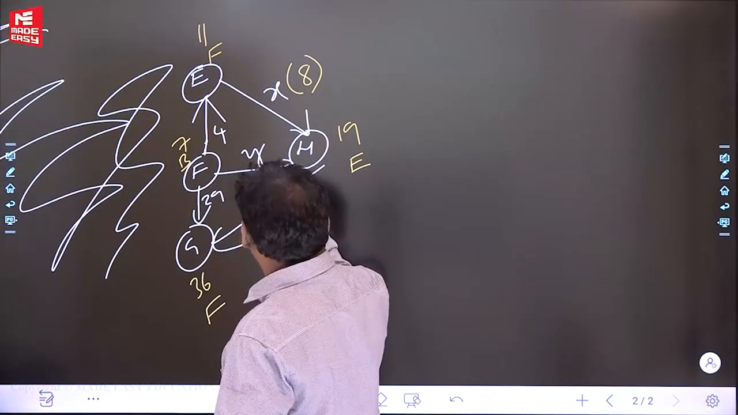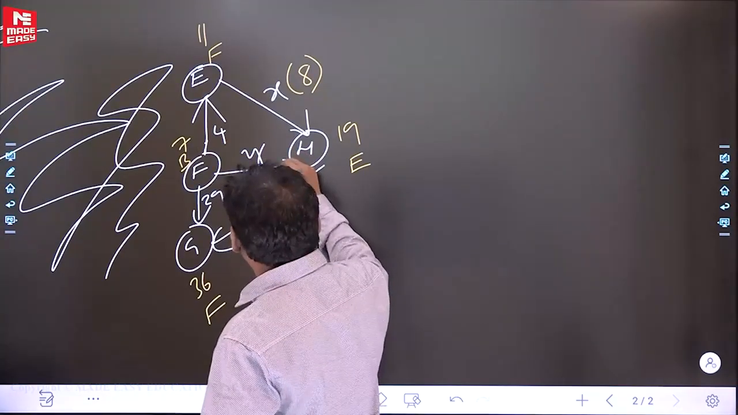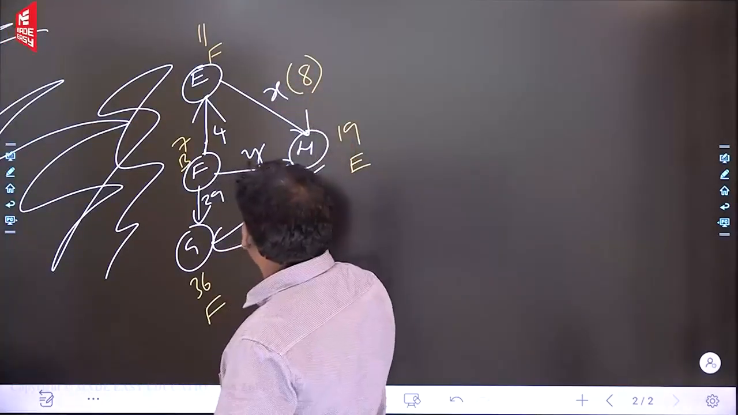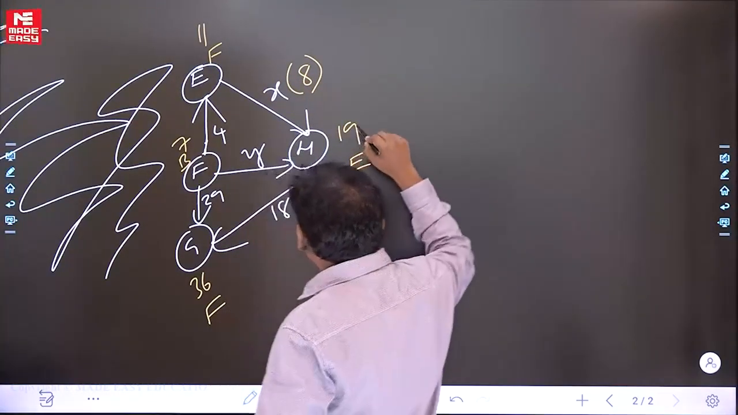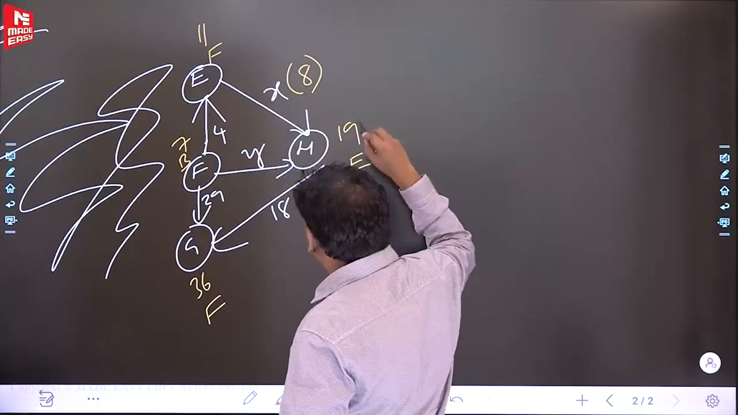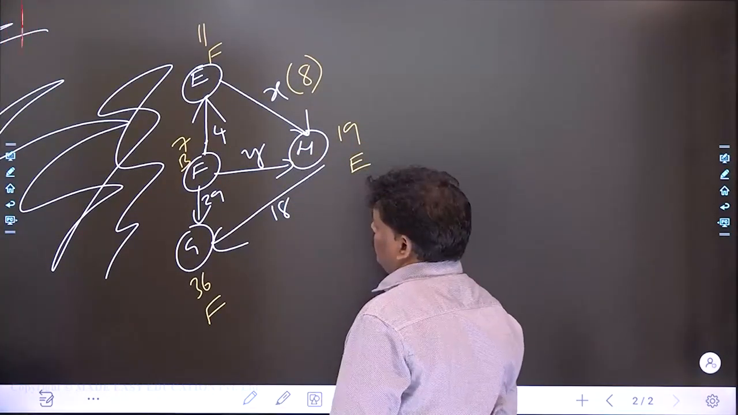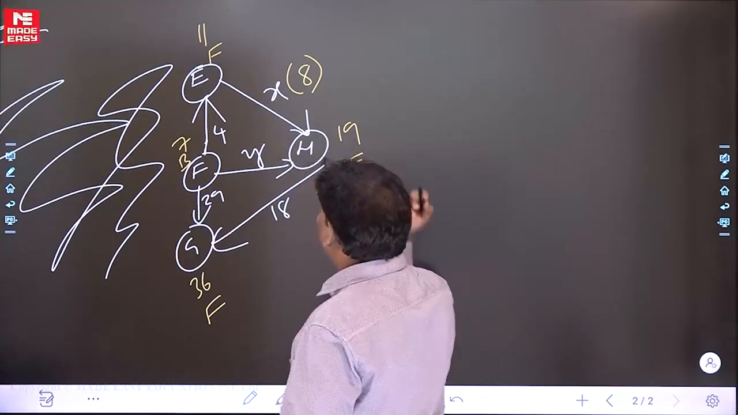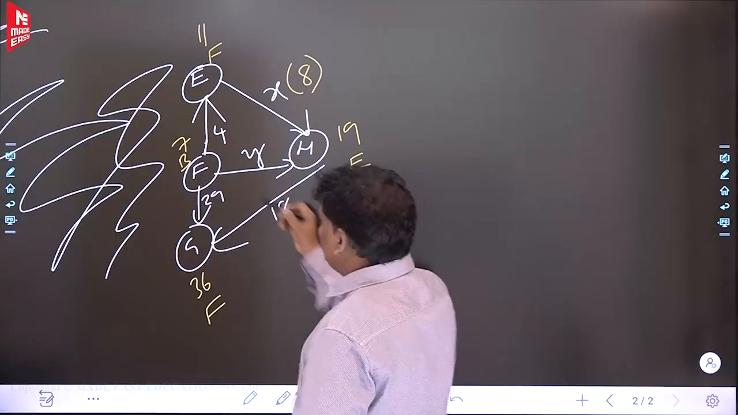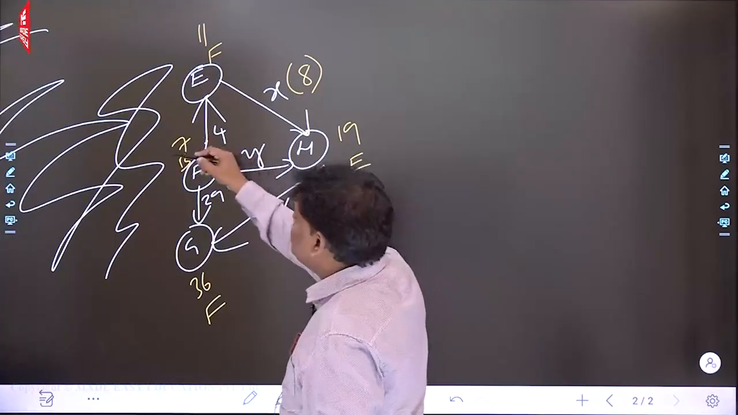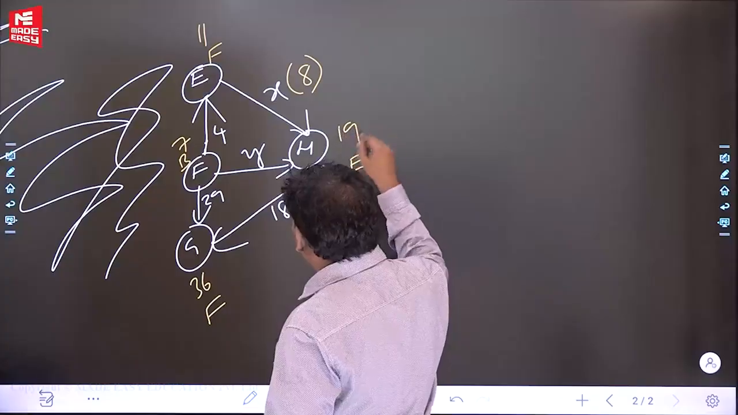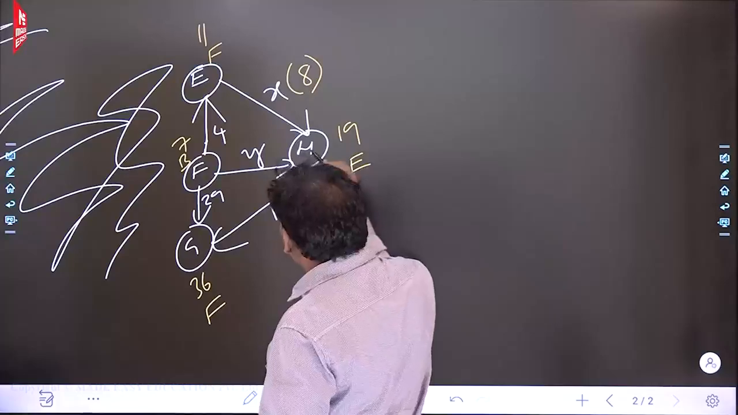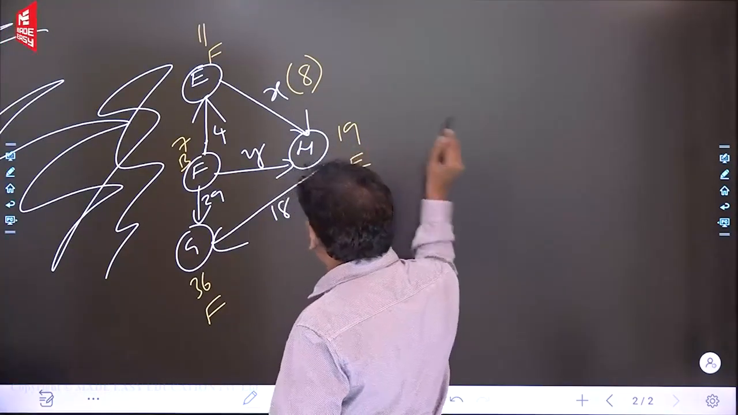Even though 7 plus Y is there, he has taken 11 plus 8 only. What is the reason? I think 7 plus Y is either equal to 19 or more than 19. If 7 plus Y were less than 19, he could have selected this path only. But he selected this path. What is the meaning? This path's total sum is either 19 or more than 19.